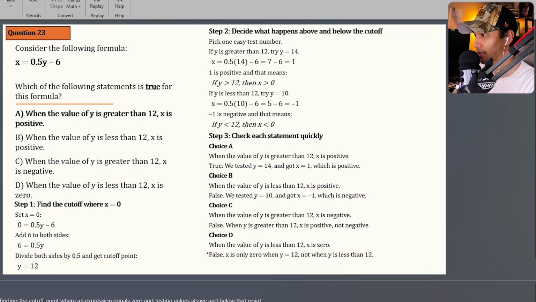Let me explain choice D a little bit more, because I don't fully understand that. But it says here, false. x is only 0 when y is equal to 12, not when y is less than 12. So it must equal 12, not less than 12. Got it.